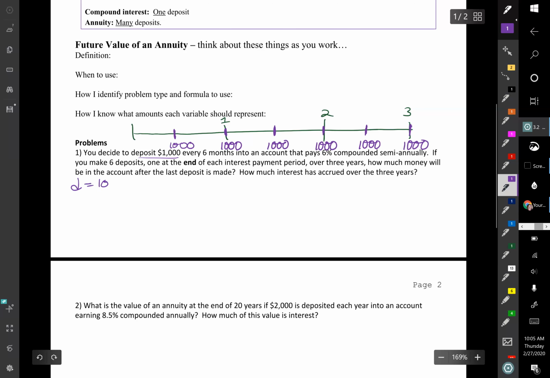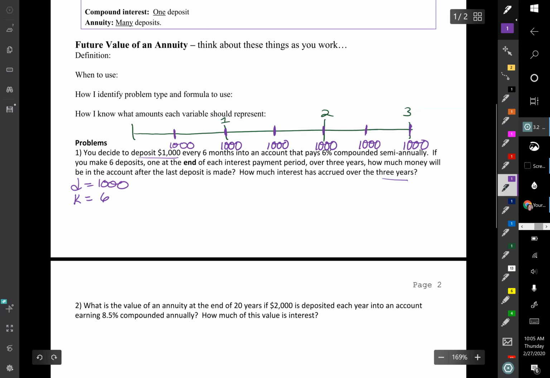D equals 1,000. Okay, and I'm putting it in every 6 months. So that is 1, 2, 3, 4, 5, 6 times I do that. Okay, so that's my K is 6. And then I do that over 3 years.